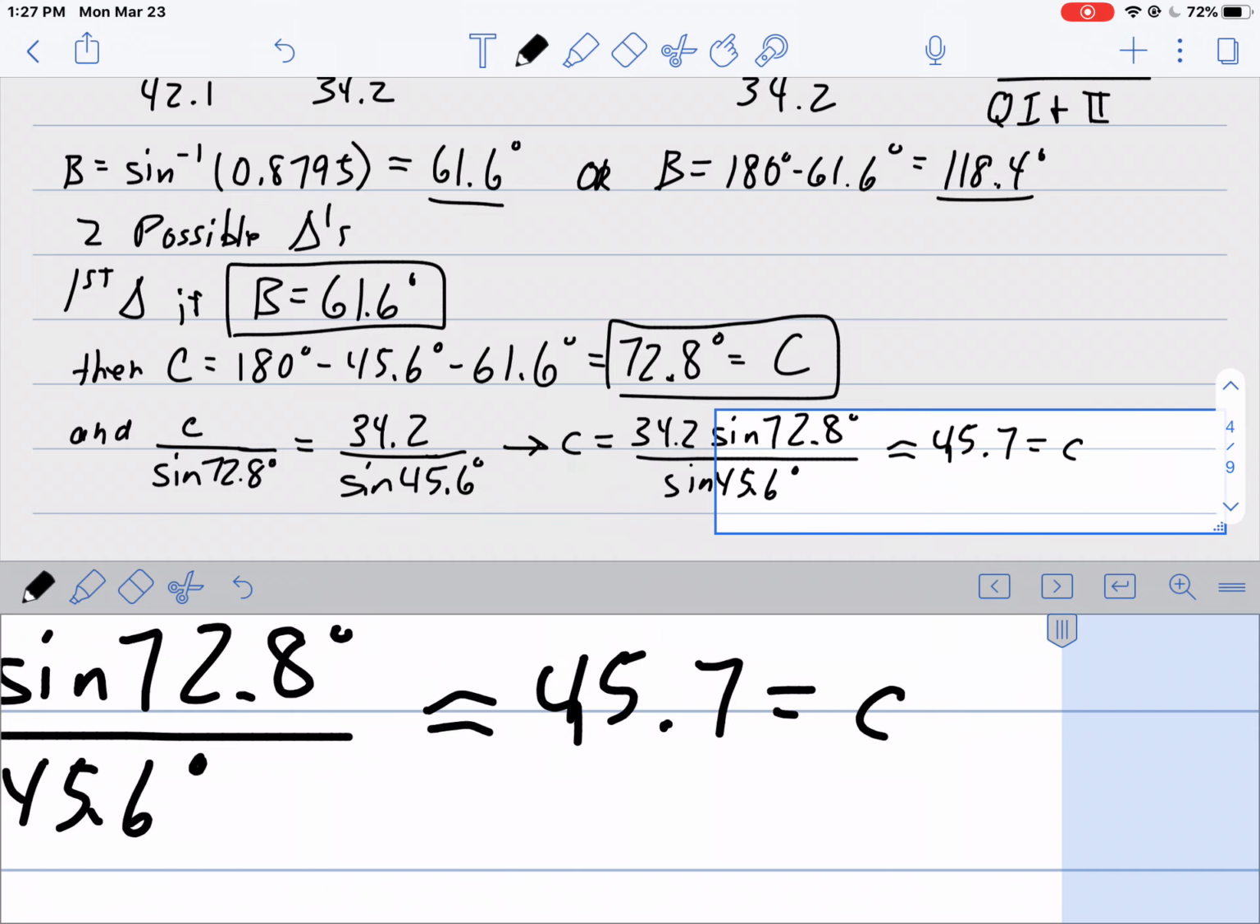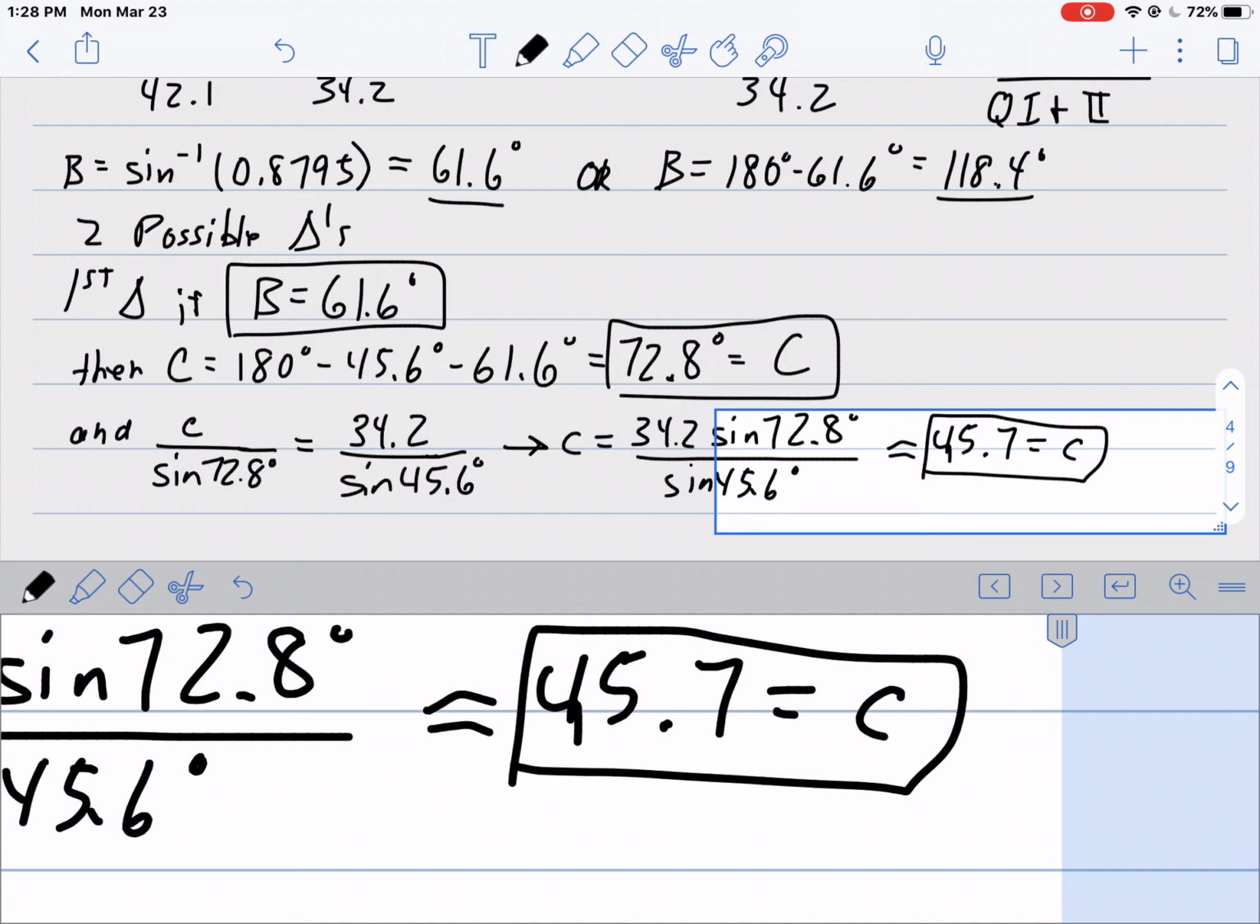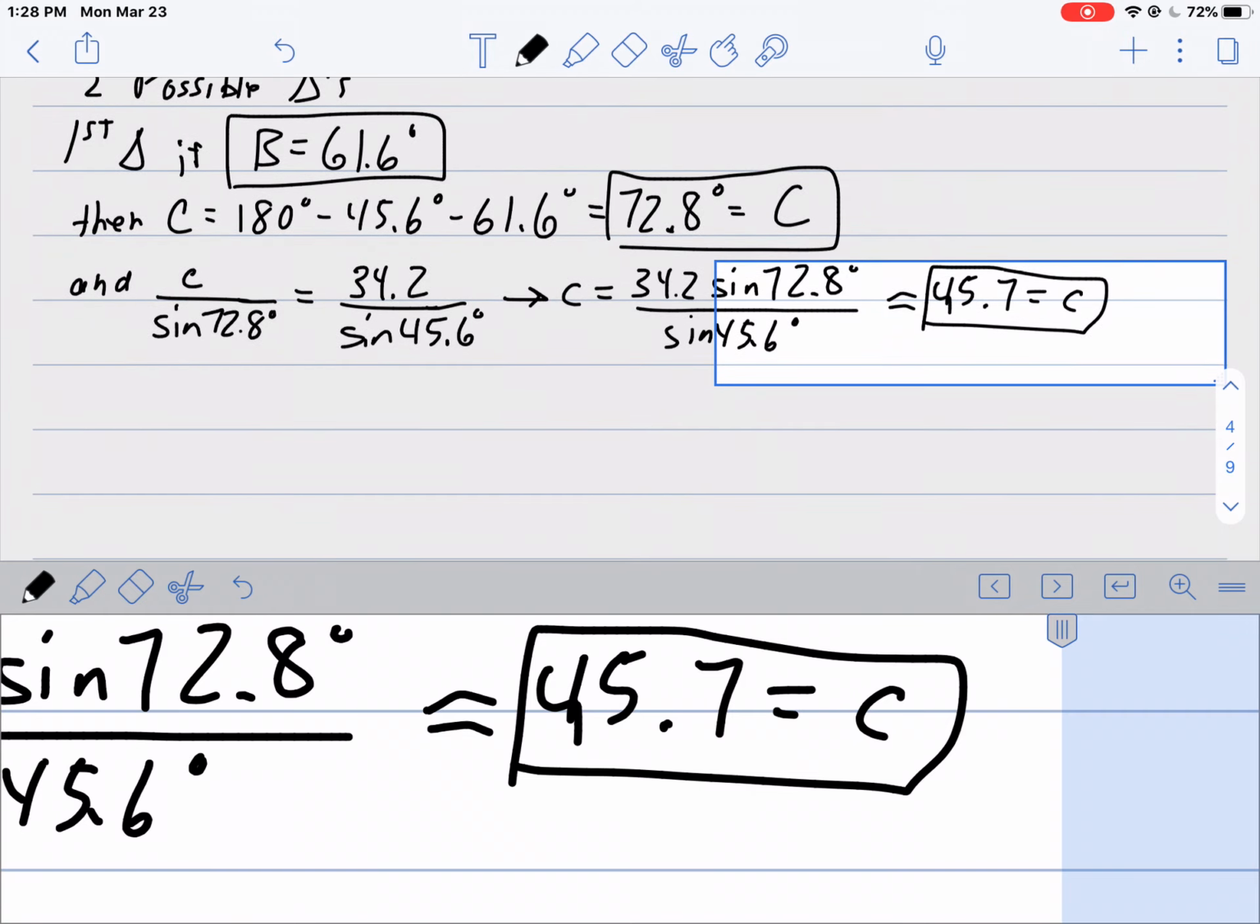And that would be the length of side C. Okay. Now again, that's just our first triangle. I found angle C and now side C. Those are our three pieces, B, C, and C. So then we have to address the second triangle.